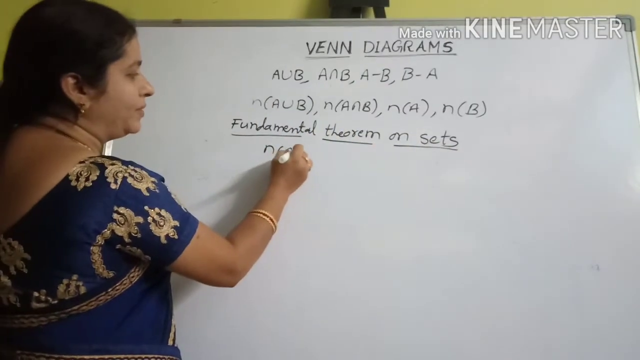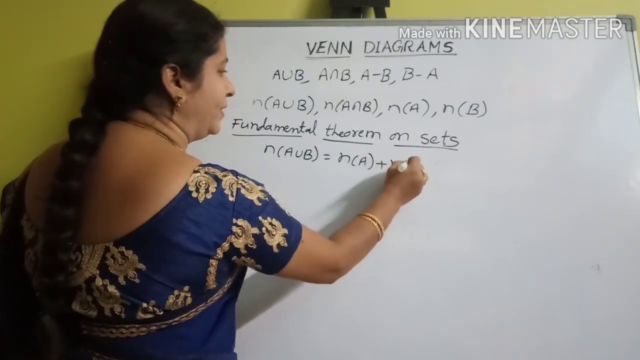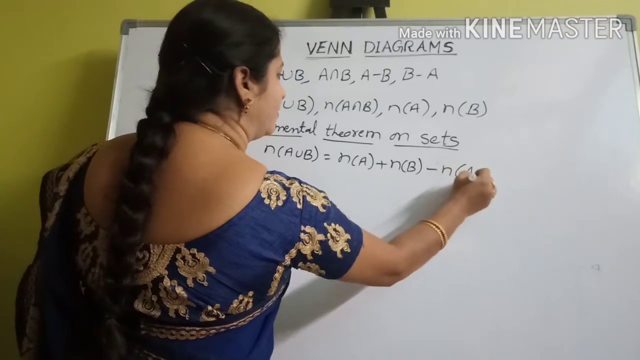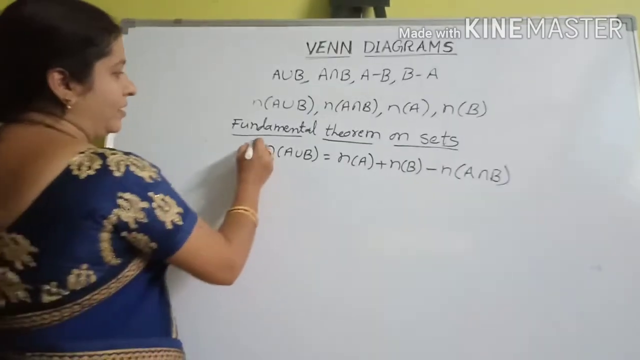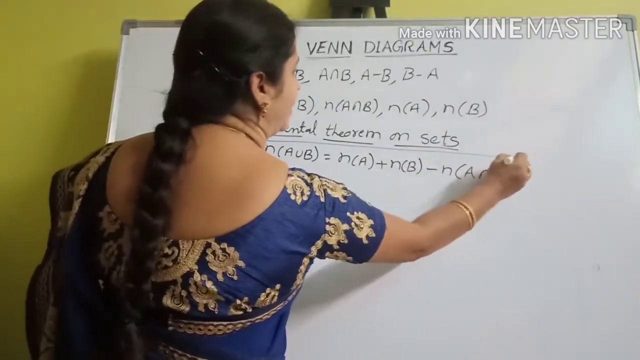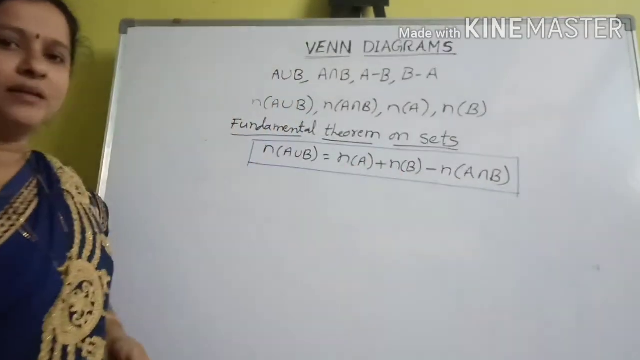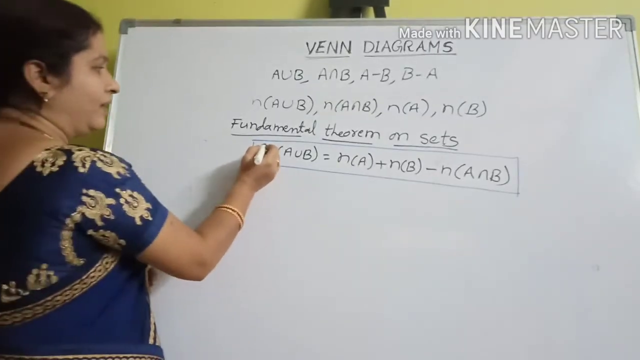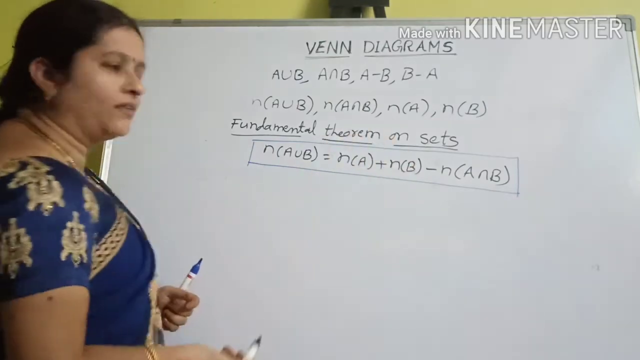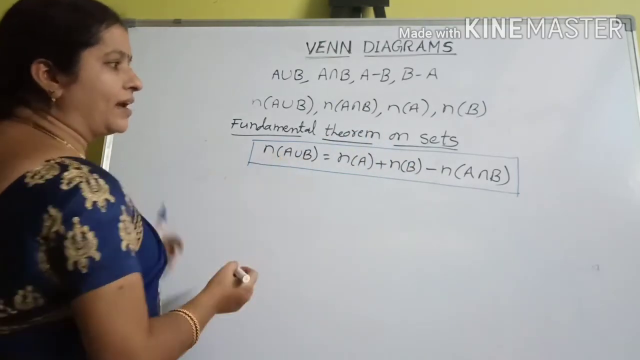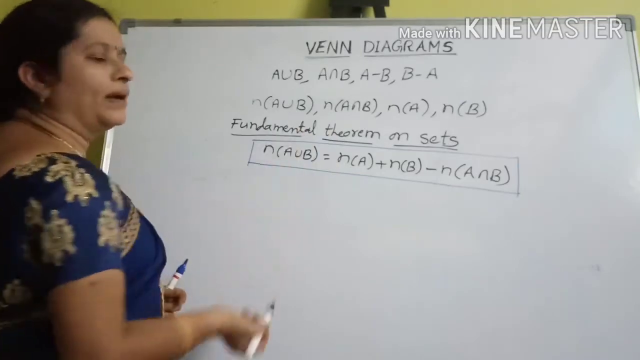N of A union B is equal to N of A plus N of B minus N of A intersection B. It is called the fundamental theorem on sets. We already learned how to find the N of A union B value, N of A, N of B and N of A intersection B by using Venn diagrams. Let's check the relation of the fundamental theorem.